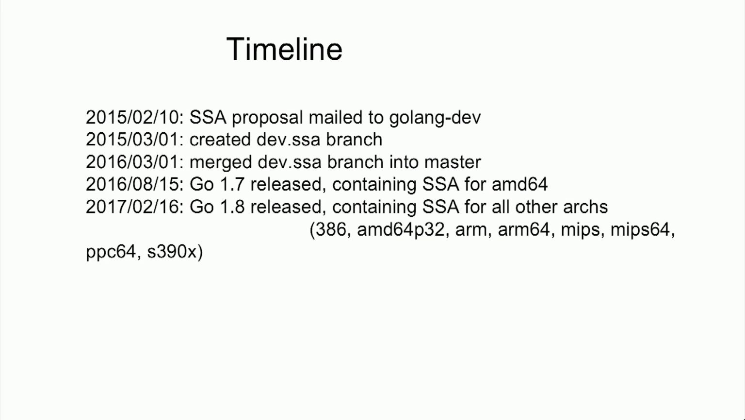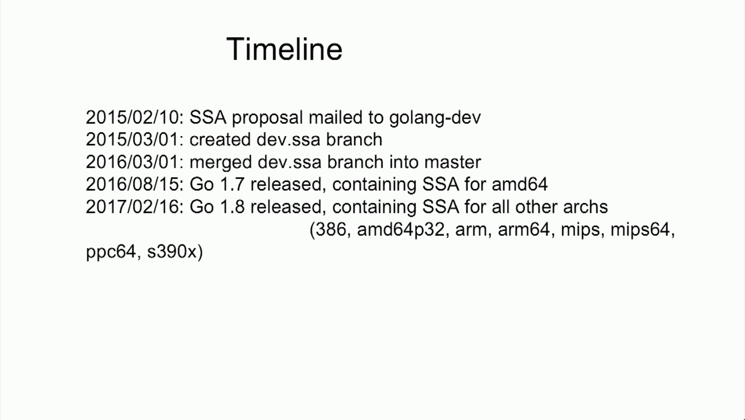So the timeline started with me mailing a proposal to Golang dev saying, hey, I'd like to rewrite the compiler. This proposal contained those quotes I showed you earlier and was intended to get buy-in from the rest of the Go community about whether we should do this, if we do it, how we do it. And there was pretty positive feedback about the proposal. And so on March 1st of that year, we created a branch to start actually writing code for this project. And it took about a year to rewrite the compiler to use this SSA stuff to generate better code. And so we eventually merged back into the master branch exactly 1 year later.